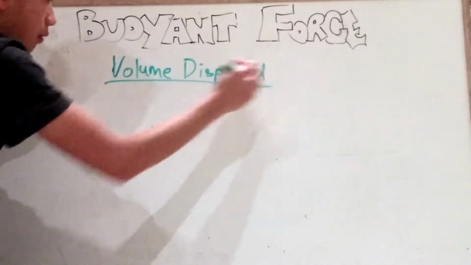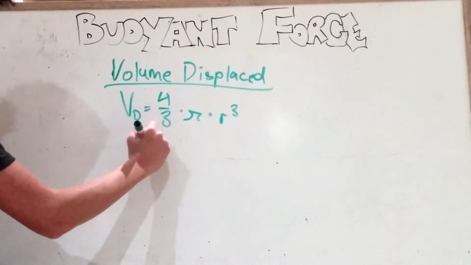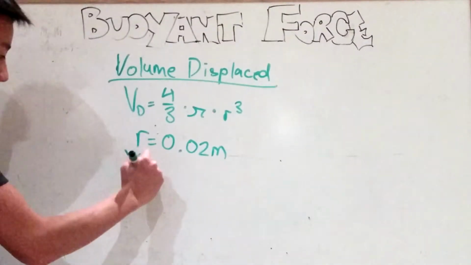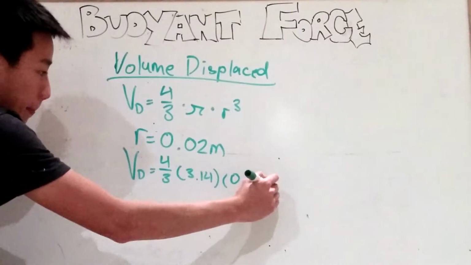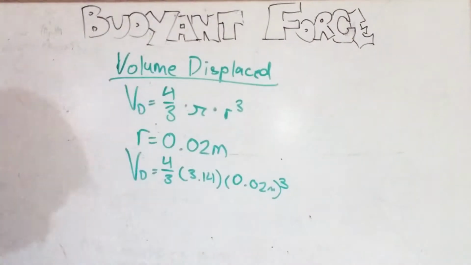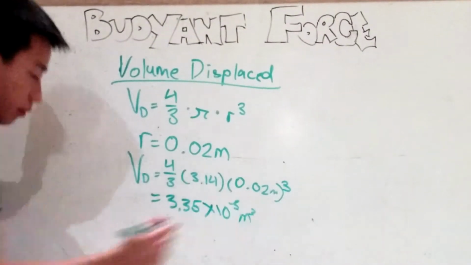Secondly, we now want to calculate the buoyant force. In order to do this, we first need the volume of the ping pong ball because this is also the volume of the water being displaced. This is Archimedes' principle. The volume of the sphere would represent the volume of the water being displaced. Therefore, we can use the volume of the sphere equation. We measure the radius to be 2 centimeters. The volume of the water displaced is 3.35 times 10 to the power of negative 5 meters cubed.